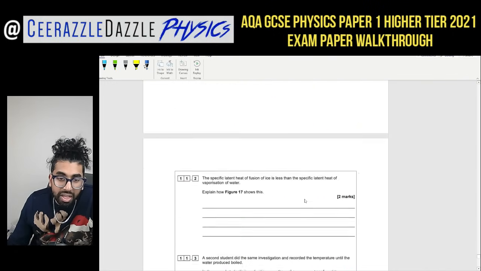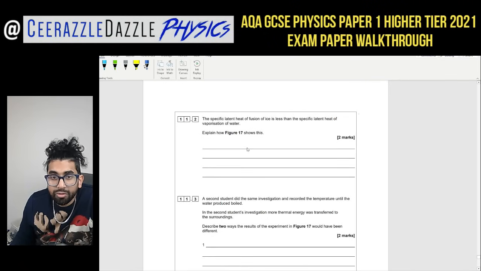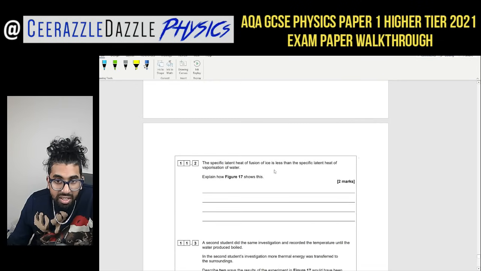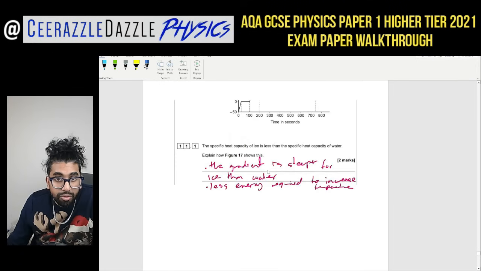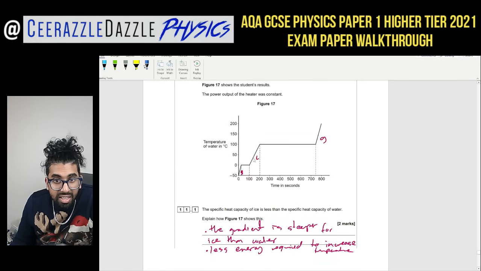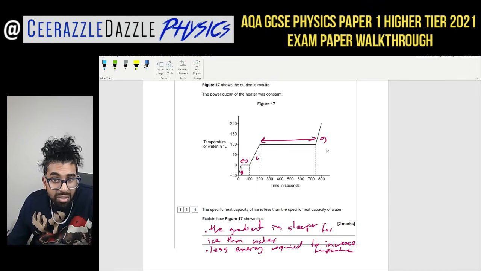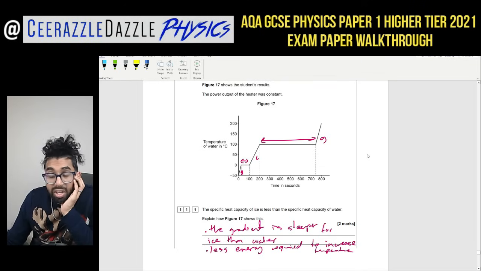Okay, next one is going to be figure 11.2. The specific latent heat of fusion of ice is less than the specific latent heat of vaporization. Explain how figure 17 shows this. So, is the specific latent heat of fusion of ice less than specific latent heat of vaporization of water? So the fusion one is here, yes, compared to this one over here. And look, you can see this because the length of this line tells you how much energy you needed. So it spent a longer amount of time changing state to go from a liquid to a gas. So we can see this by that it took a longer amount of time for it to vaporize.